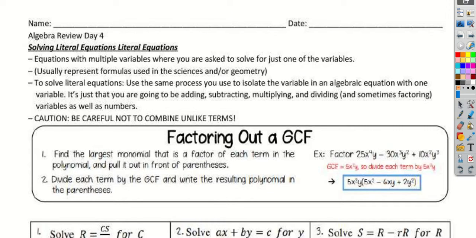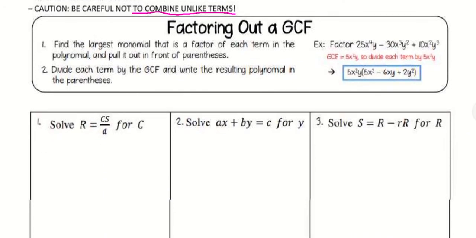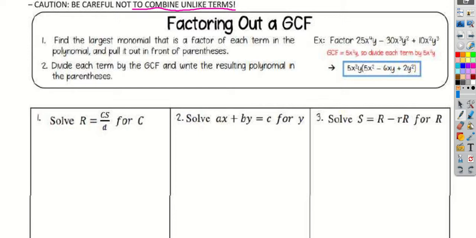So remember, be careful that you don't combine unlike terms. Okay, has to have the same letters with the same exponents. One of the things we're going to pick up is factoring out a GCF. So when you're solving for a literal equation and the letter you're solving for is in two different terms, you're going to have to factor that out. So remember, we're going to look for the largest monomial that is a factor of each.